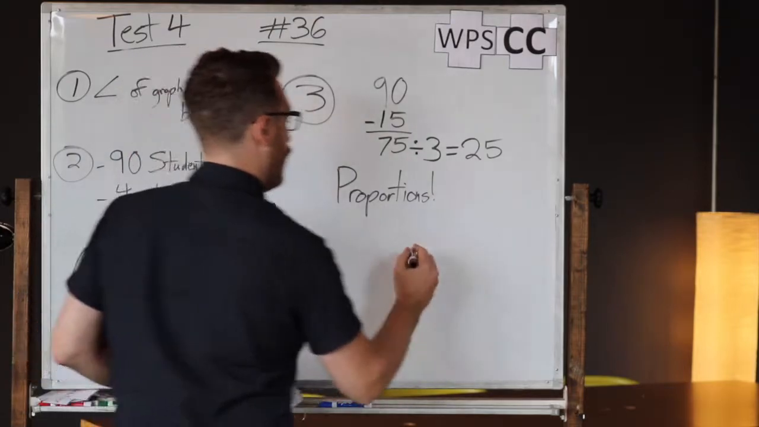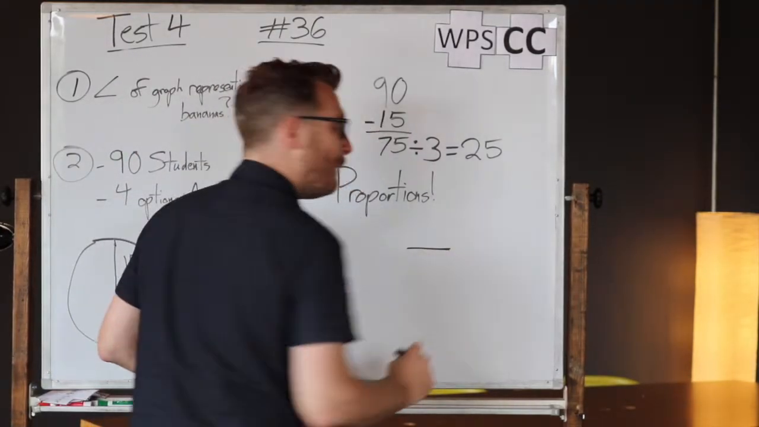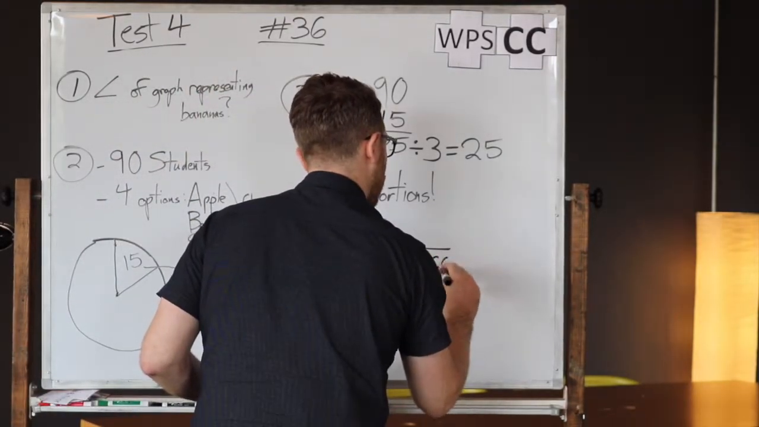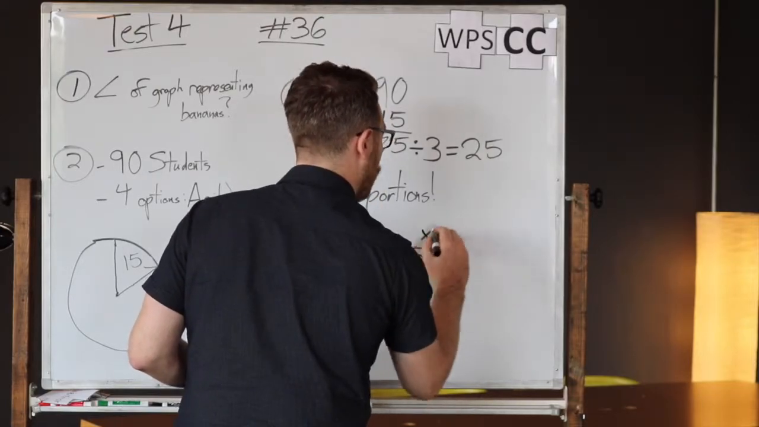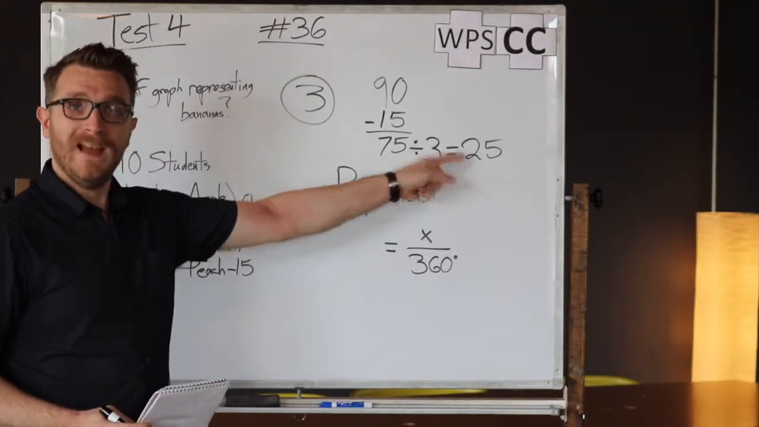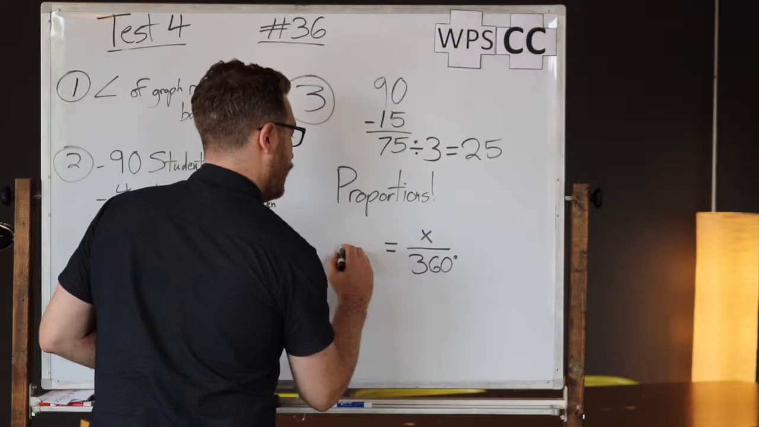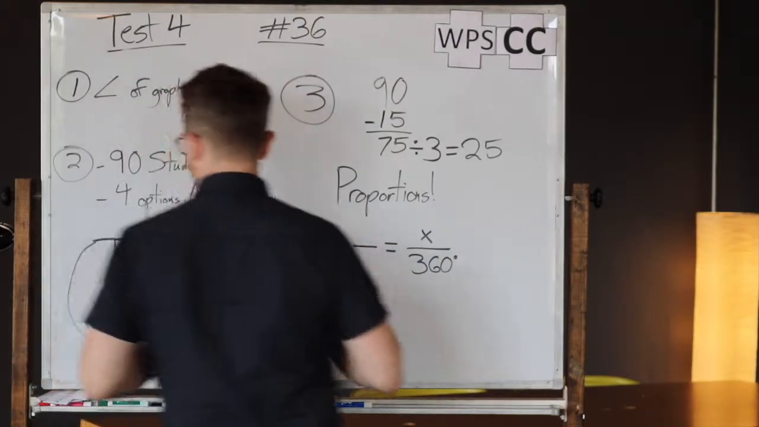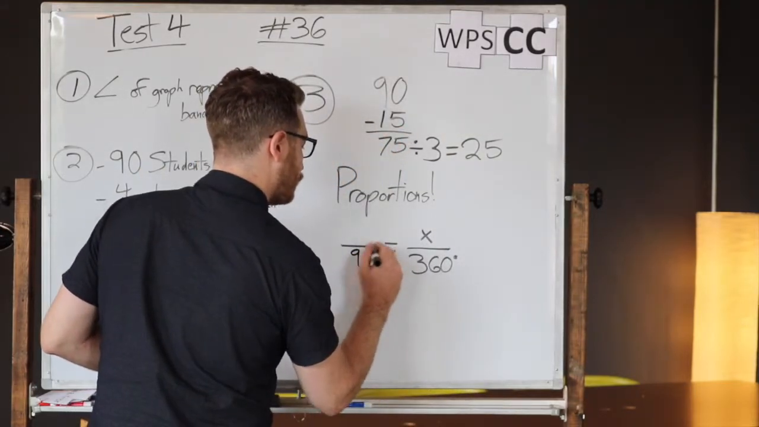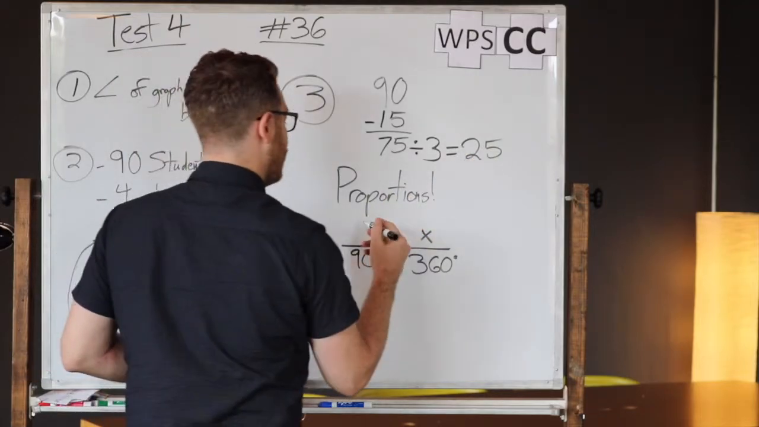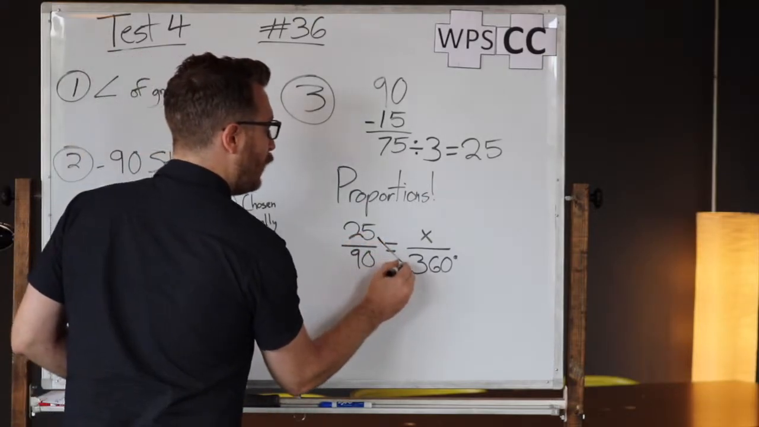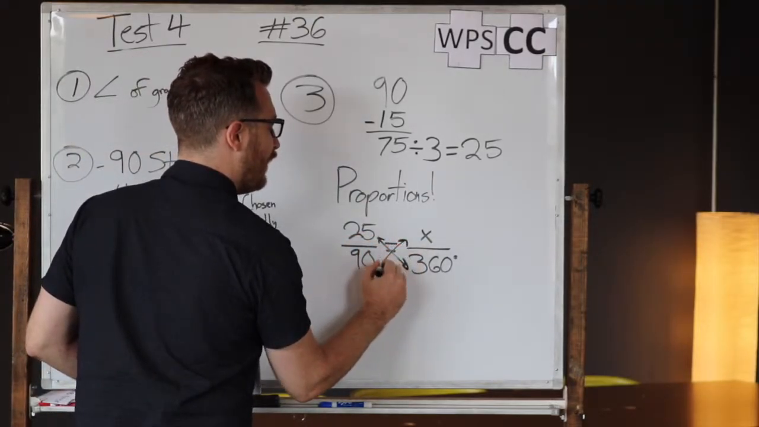So, what we do know is this whole circle, we can remember how many degrees are all the way around the circle. A circle is 360 degrees. We don't know the angle of just bananas, though, do we? But we do know the number of students who like bananas. On the other side, let's set that up. The base here has to be the same as the total amount. And we know that already. It is 90 students. And the number of students who like bananas is 25. So, we have a proportion, and we can solve for x.